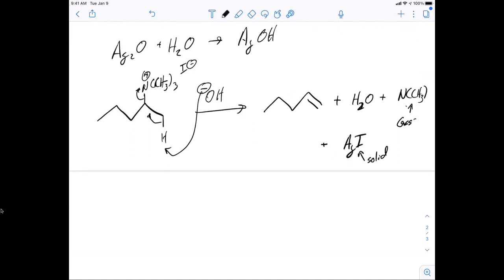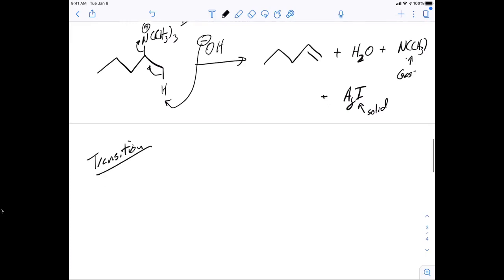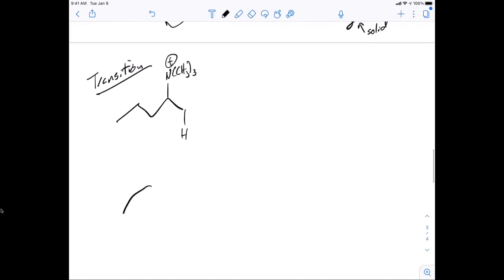Why it goes to the outside has to do with the transition state. So we're getting the least stable product, right? The terminal product. So therefore it's the transition state that's going to be the driving force here. So if we look at this hydrogen, and remember our Newman projections.